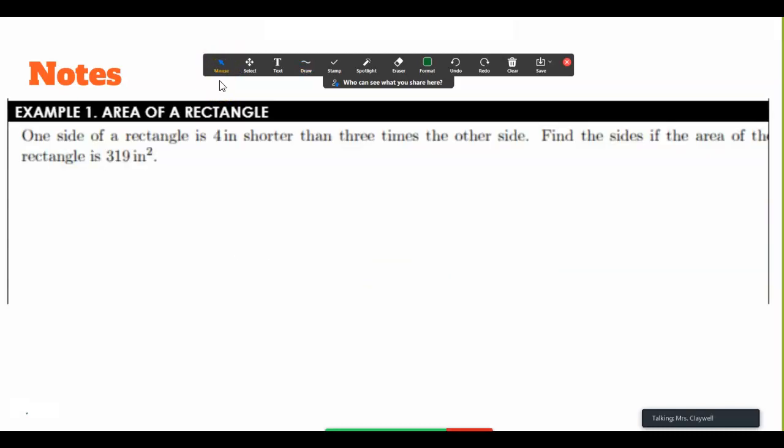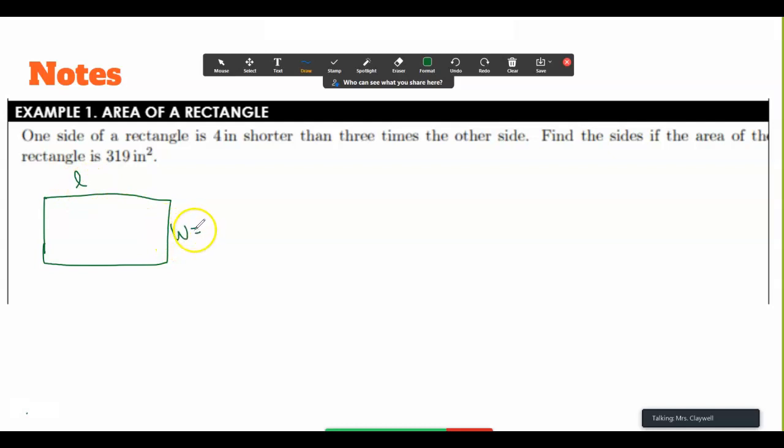Okay, we're going to jump into our example one. It says one side of the rectangle is 4 inches shorter than three times the other side. Find the sides if the area of the rectangle is 319 inches squared. So step one is to draw a diagram. We have a rectangle, so I'm going to draw a rectangle. Step two is to write equations. We're thinking if they're linear or quadratic.